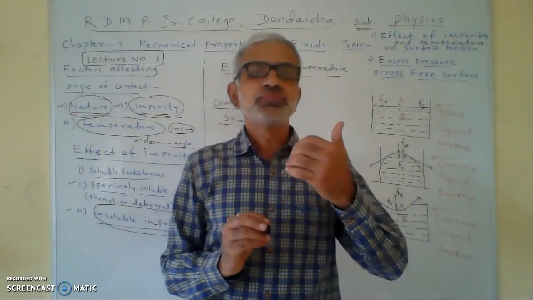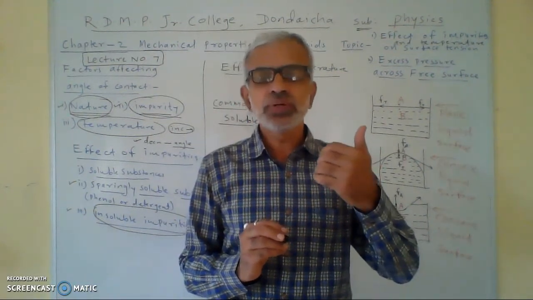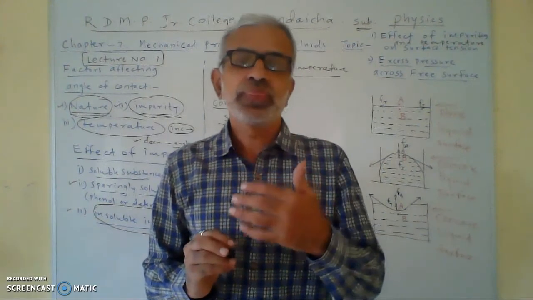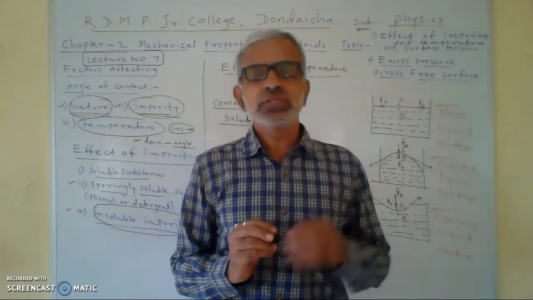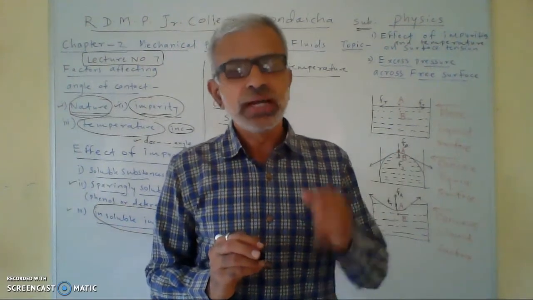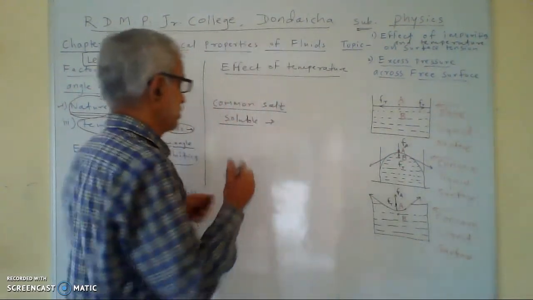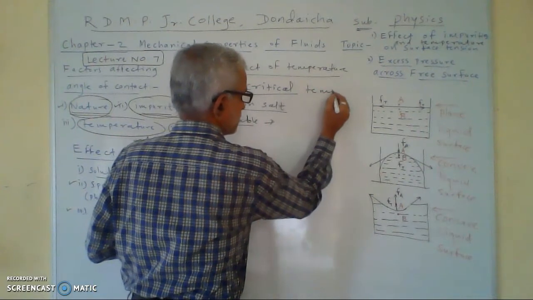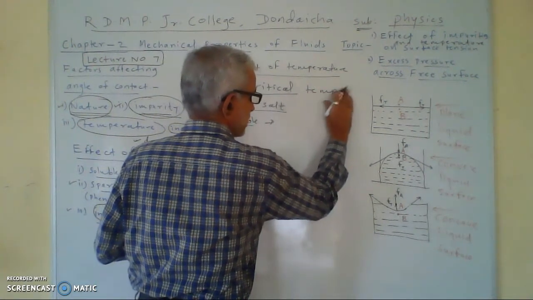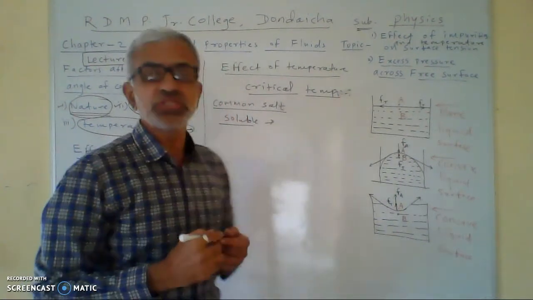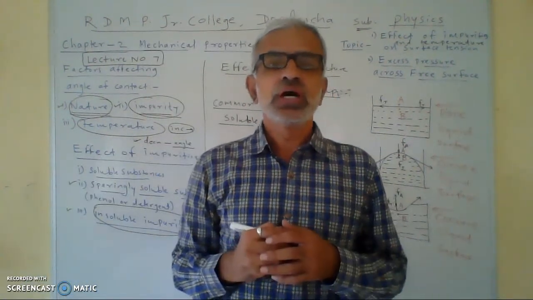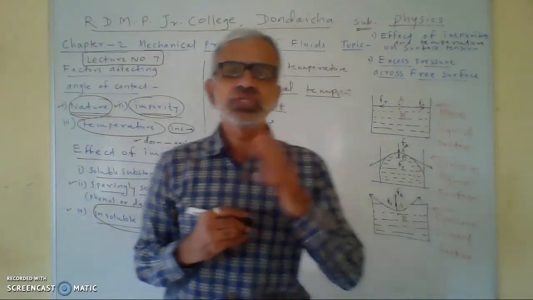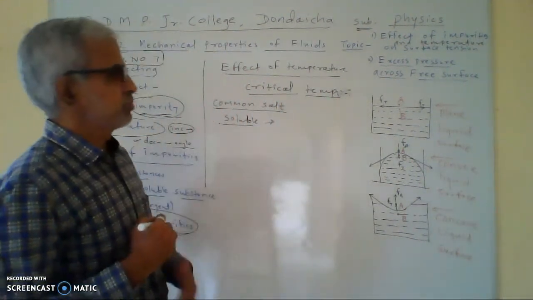Now, if you increase the temperature of the liquid, at a particular temperature surface tension will become zero, and that temperature is called the critical temperature. म्हणजे एका विशिष्ट टेम्परेचरला हे जे सरफेस टेन्शन असतं लिक्विडचं ते झिरो होतं, आणि त्या टेम्परेचरला म्हणायचं आहे क्रिटिकल टेम्परेचर. So this is the effect of temperature on surface tension.